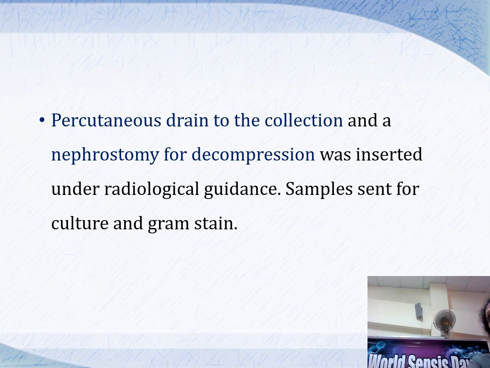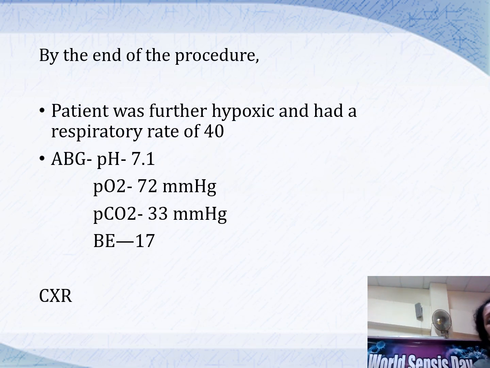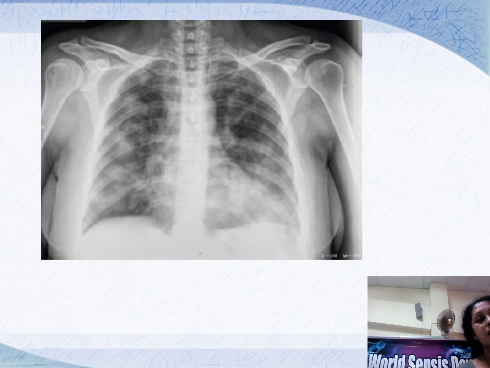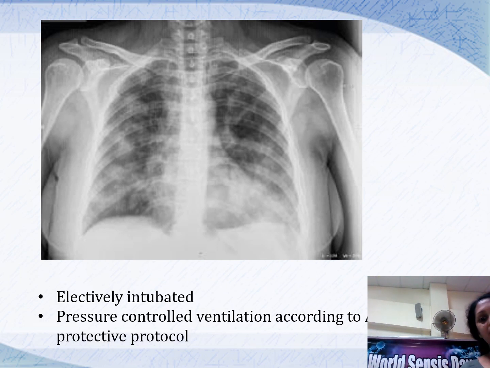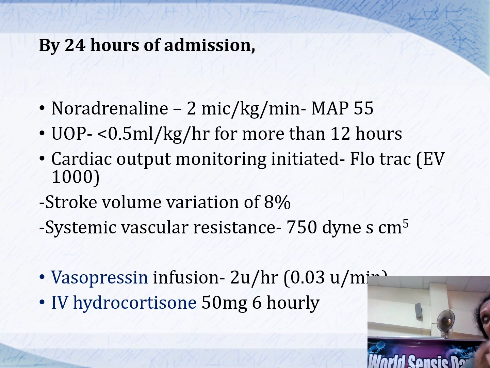So this patient now had a percutaneous drainage insertion done for the draining of the abscess, and also a nephrostomy for decompression of the hydronephrosis. And the sample was sent for investigation. At the end of the procedure, the patient further deteriorated, leading to multi-organ failure and worsening metabolic acidosis, and his X-ray appeared like this. What is that? Now this patient is going into ARDS. So we require invasive ventilation now.